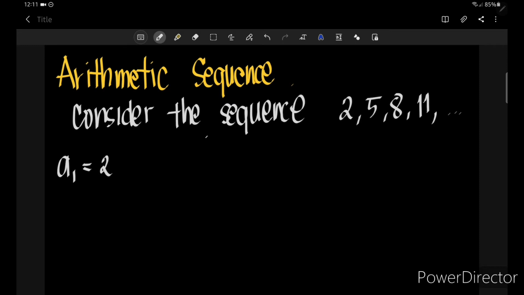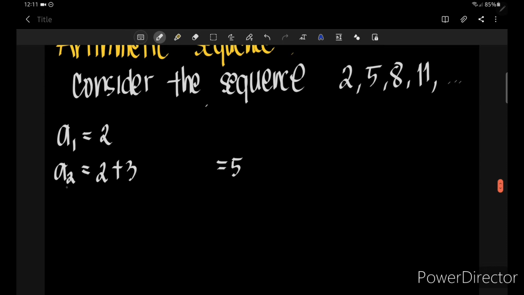Okay. Malinaw na yung first term or si A sub 1 ay si 2. Okay. Next, the second term A sub 2 ay makukuha kapag nag-add tayo ng 3 sa first term. And that is equal to 5. Next, A sub 3 or yung third term, si 8. That is 8.